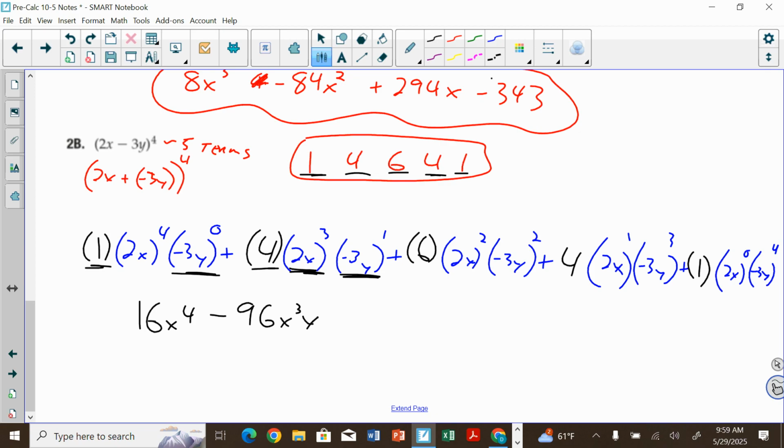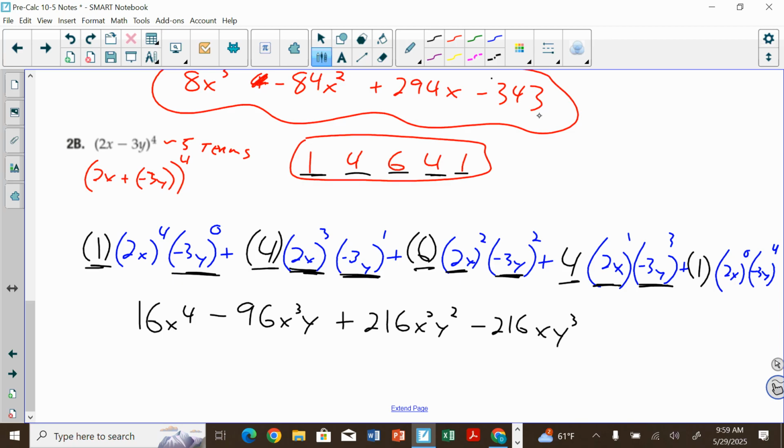Don't forget my exponents, x cubed y. The next one, 2 squared is 4. This is going to be 9. So 4 times 9 times 6 is 216. X squared, y squared. And now here I've got 2. This is going to be a negative 27. So 2 times negative 27 times 4 gives me negative 216. It'll be x to the first power, y to the third.